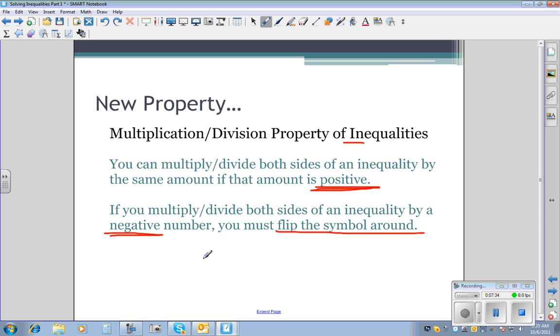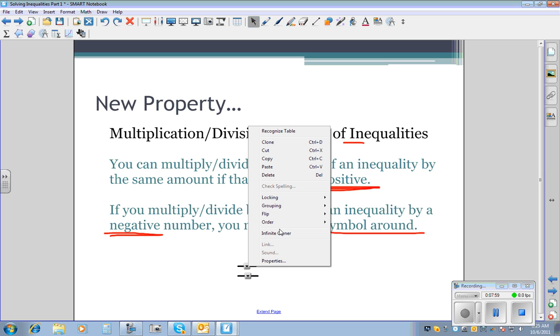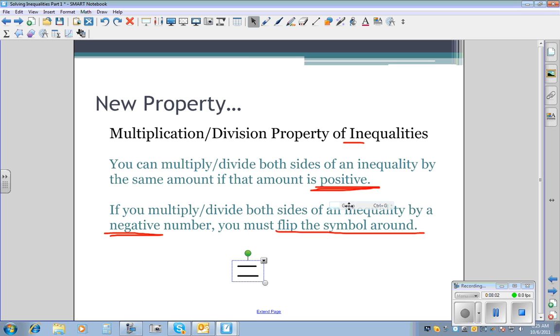So when I take an inequality and I multiply or divide both sides by a negative number, there's a trick here that I have to flip it around. Really, what happened before is we had an equation, and when we multiplied or divided by a negative, we would flip. I'm going to try to get these two things together. I'll lock them, group them. Then we would take that negative and negative and we would flip the whole thing.